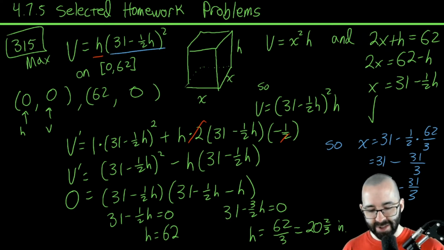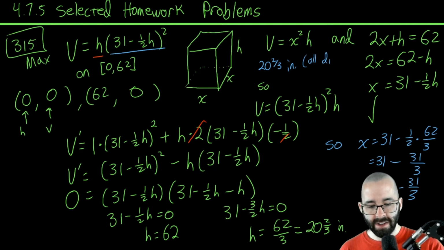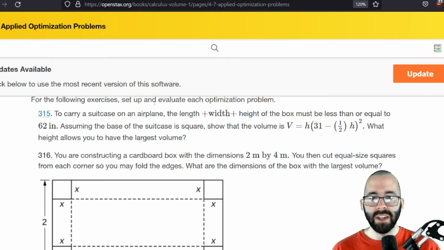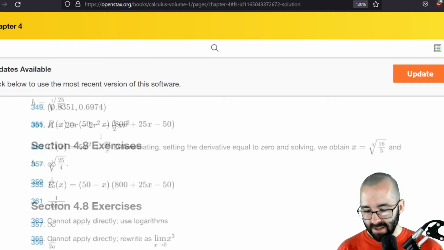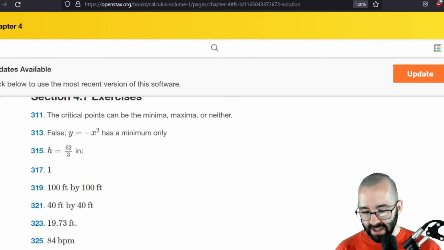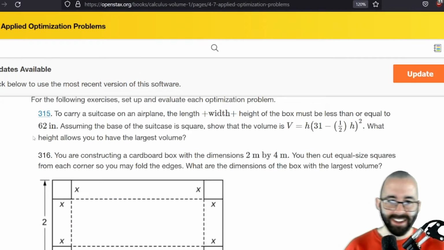I don't want to go on the next page, so I'm just going to say the dimensions that make this work are 20 and 2/3 inches in all dimensions. And again, as a quick reminder, you can graph this on Desmos to check your answer, or there are answers in the back of the book to odd problems. We're doing 315. The answer is a height of 62/3 inches. It only asked for the height. It didn't ask for all the dimensions.